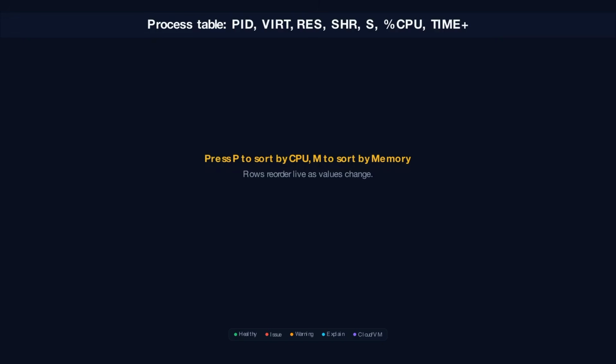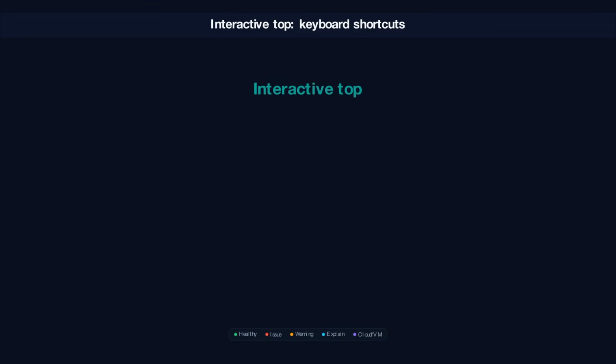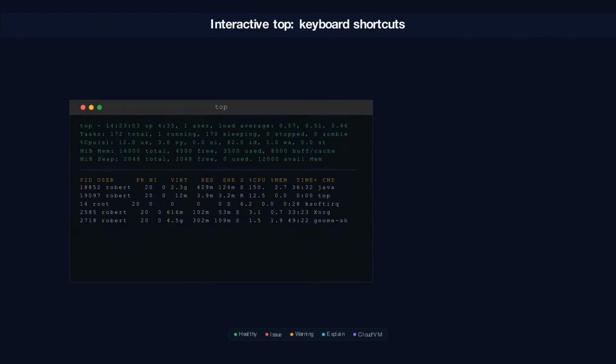Now let us see what happens when things go wrong. A runaway Java process at 150% CPU. A Postgres eating half the RAM. Zombies piling up. Top is not just a screen you stare at. It is interactive. You press keys, and the display changes live.